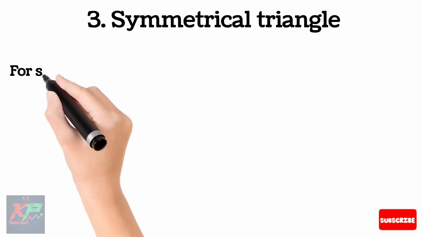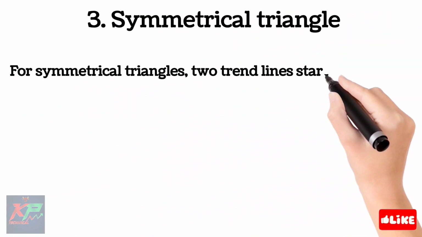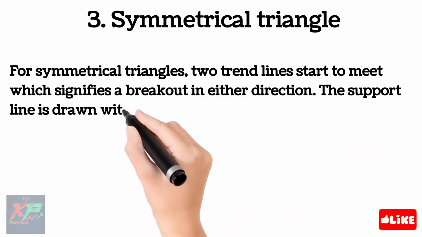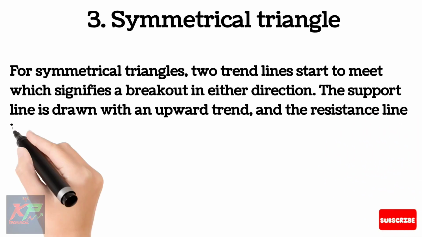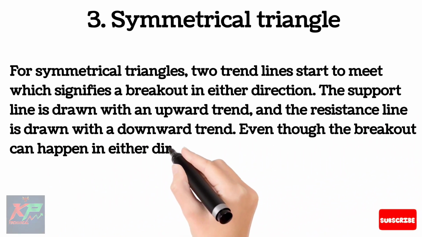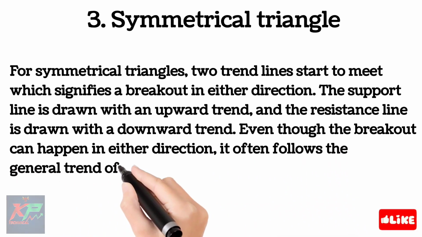3. Symmetrical triangle. For symmetrical triangles, two trend lines start to meet, which signifies a breakout in either direction. The support line is drawn with an upward trend, and the resistance line is drawn with a downward trend. Even though the breakout can happen in either direction, it often follows the general trend of the market.